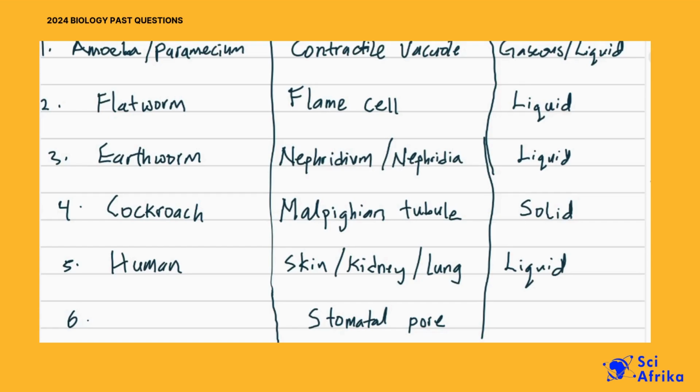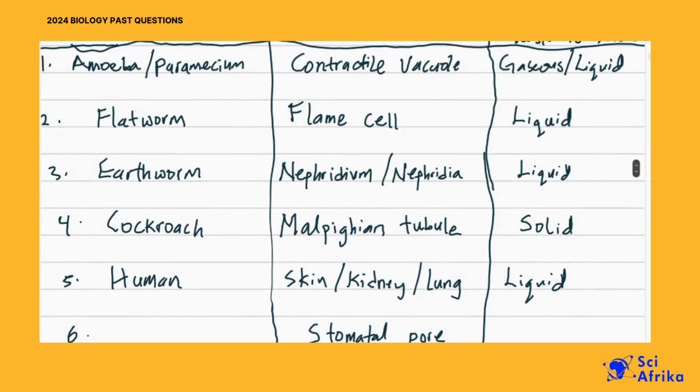So we shall go down to the next one, which is the stomatal pore. The stomatal pore is a structure, but we're not giving the organism that uses the stomatal pore for excretion. So the answer to that question is green plants, or you can just say plants. Plants use stomatal pore for excretion, and the waste is in the form of gaseous waste. We can call it gaseous or we can call it gas. Any of these two is correct.